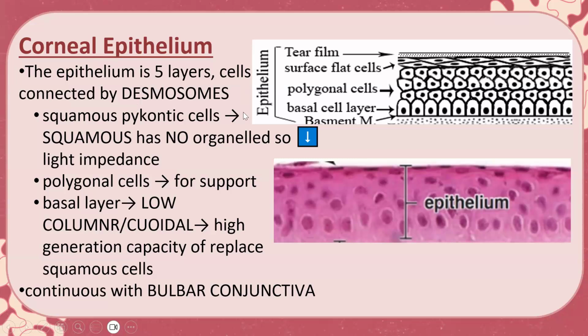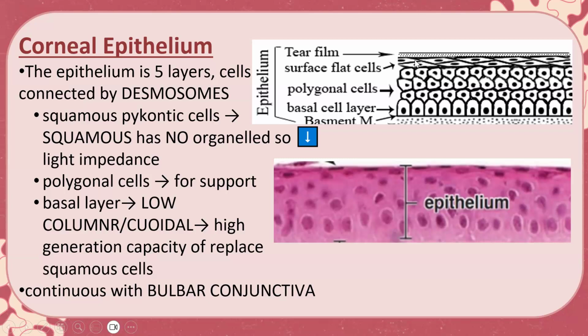The organization of the cells: they are pycnotic, so they only have the nucleus, but they don't have the organelles. Then we have the polygonal cell layers. The shape of these cells obviously is polygonal, and these are for structural support of the corneal epithelium. And then you have the basal cell layer, and basilar cells are basically like stem cells.